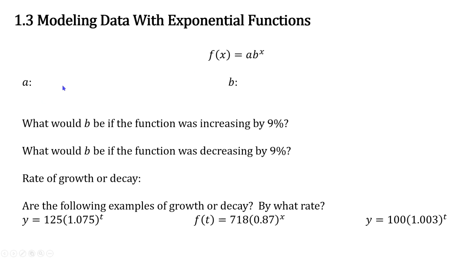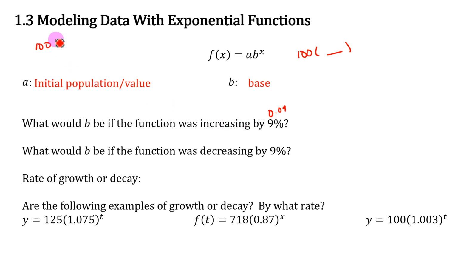So we have a times b to the x. A is called the initial, or a is the initial population or value. B is called the base. Now, what would b be if the function was increasing by 9%? So I take $100 and I multiply it by something, by 9%. What would I have after a year? Well, let's remember, 9% is 0.09, not 0.9.